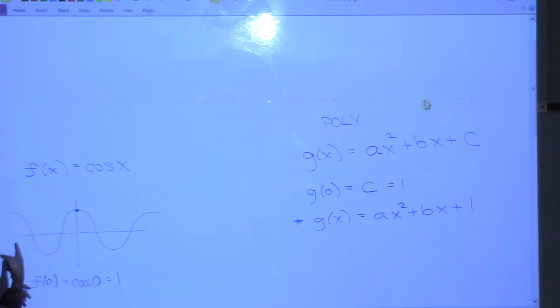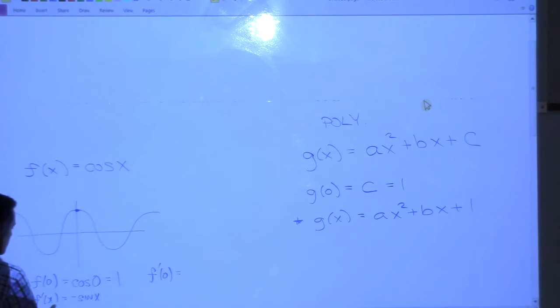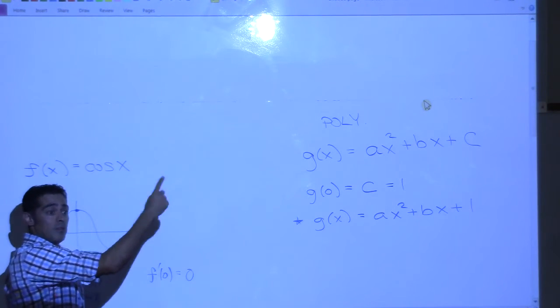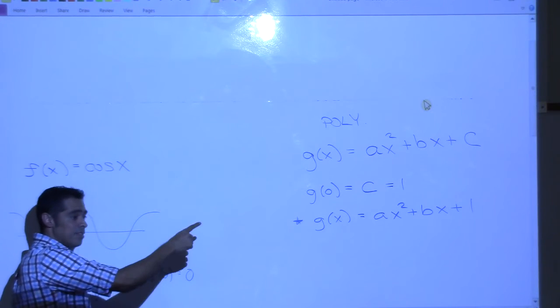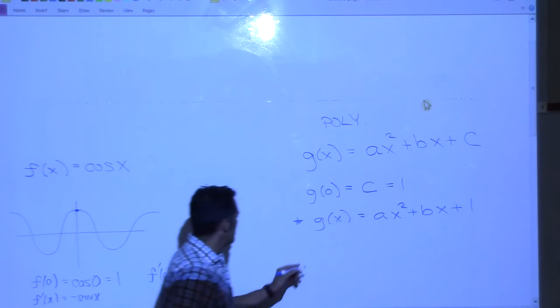So what is the derivative of this function? Okay, so the derivative of that function is negative sine of x. What is the derivative of that function at 0? So what's the derivative of this at 0? 0. So I really want the derivative of that function at 0 to be 0 also, so it would match this, right? So let's take the derivative.